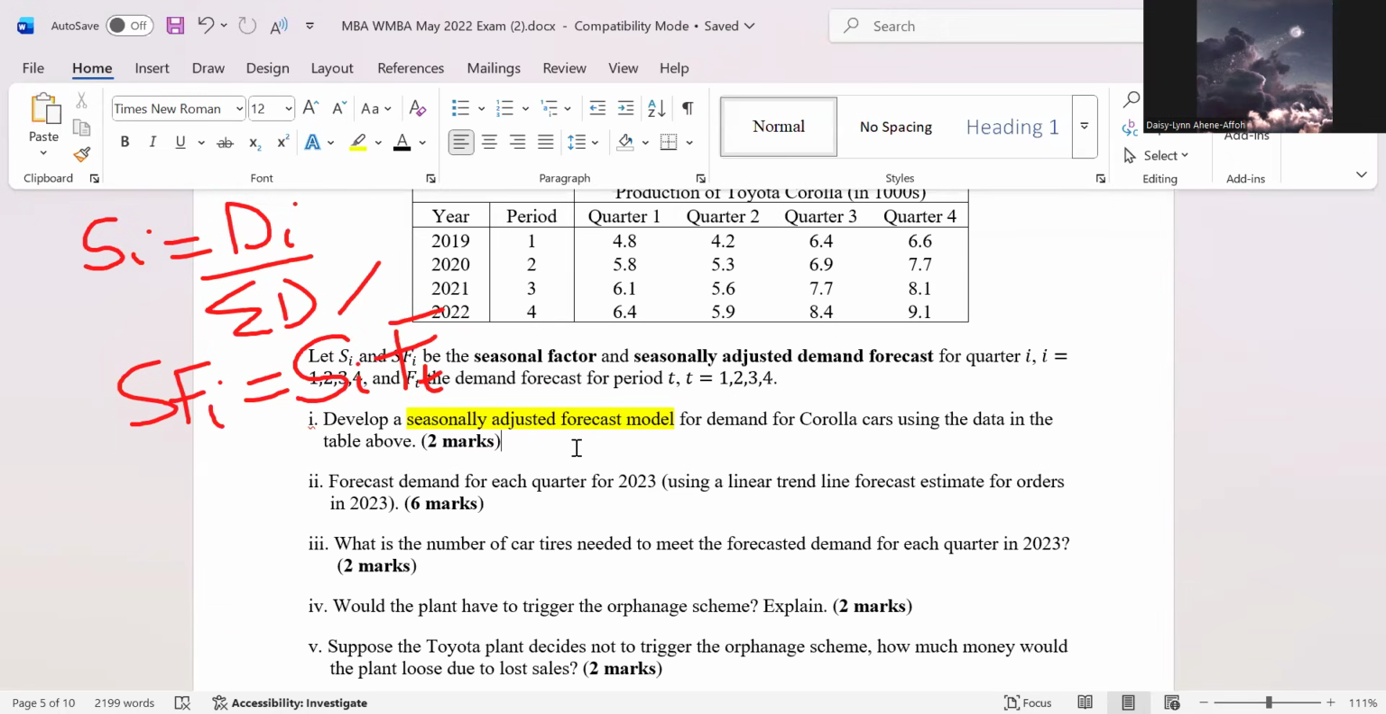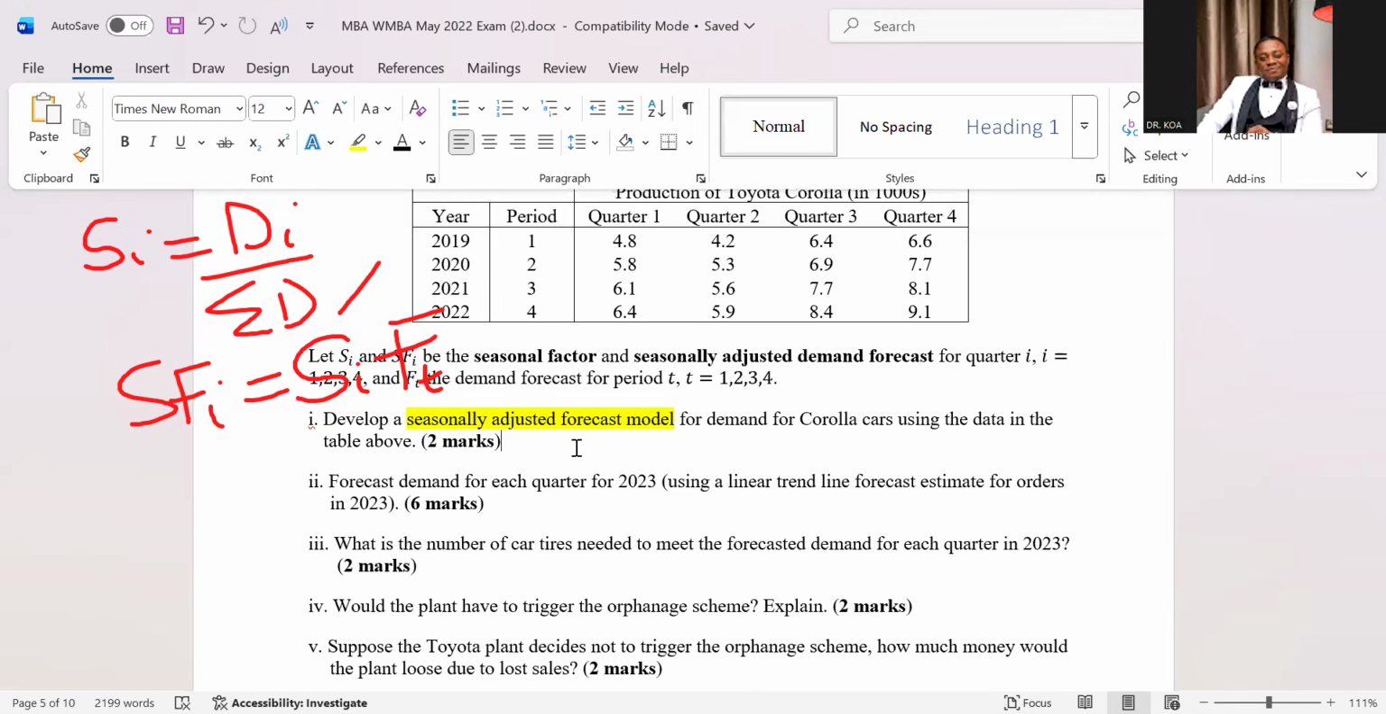And that percentage is calculated by knowing the amount you get divided by the total yearly amount. That is what we mean by seasonal factor or seasonal proportion or seasonal percentage, basically, or seasonal ratio. So that is the percentage or contribution of each quarter towards total demand.